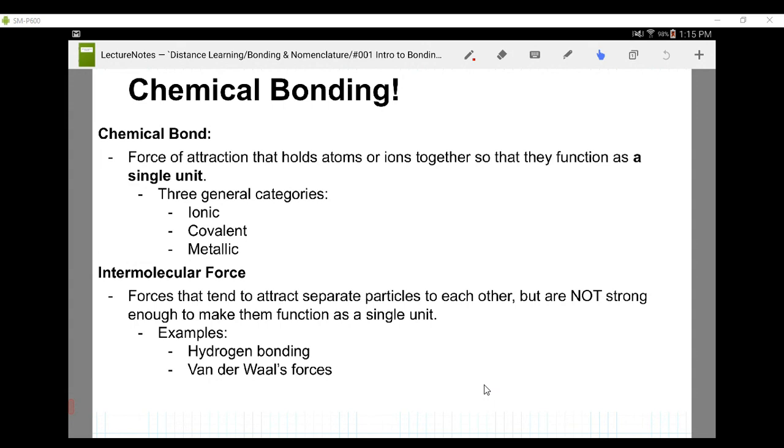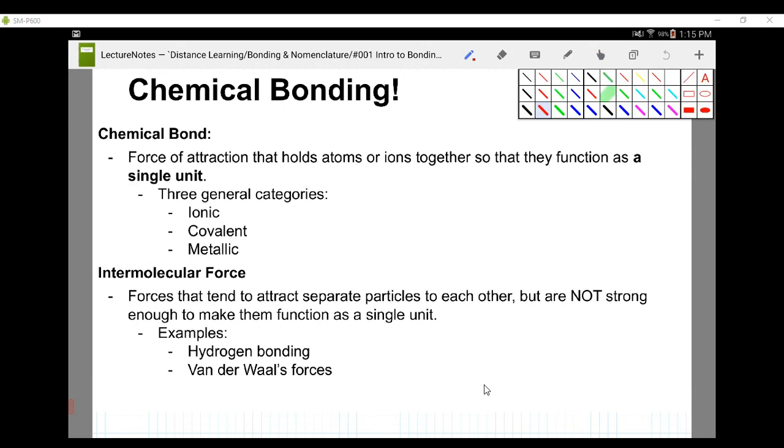So, for example, with the case of water, an intermolecular force is the force like hydrogen bonding that holds one water molecule towards another water molecule. But it's not the chemical bond itself, it's just this interaction between them.